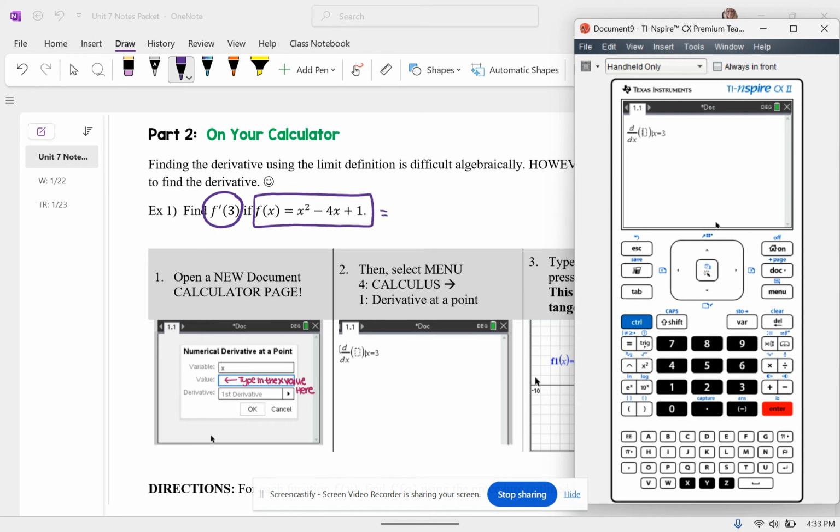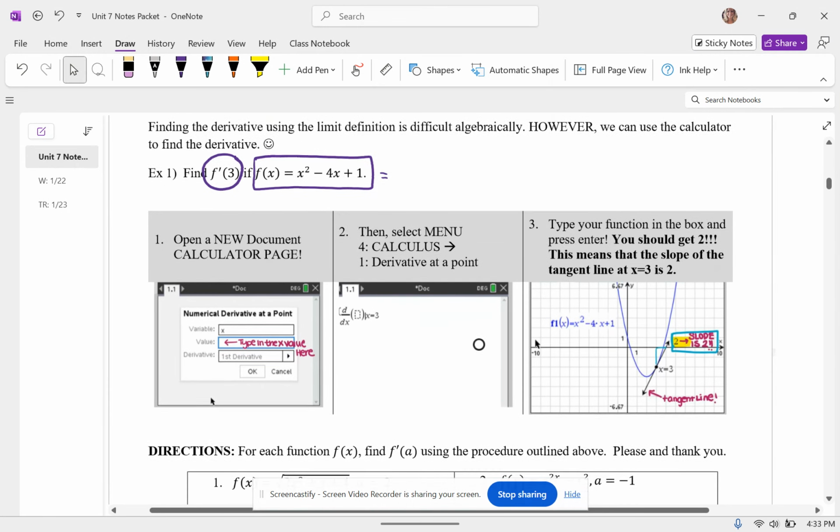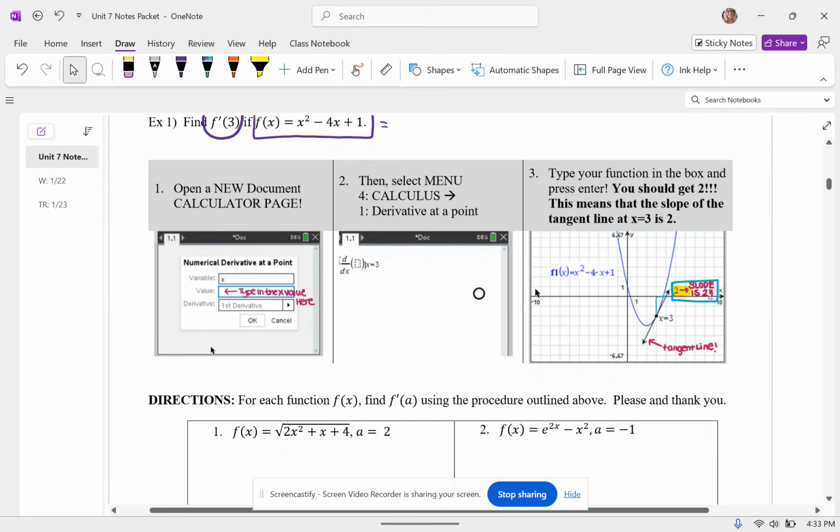And then it's going to prompt us for the function. Let's type in the function there: x squared minus 4x plus 1. And we'll get 2. So it says type your function in the box and press enter. You should get 2.